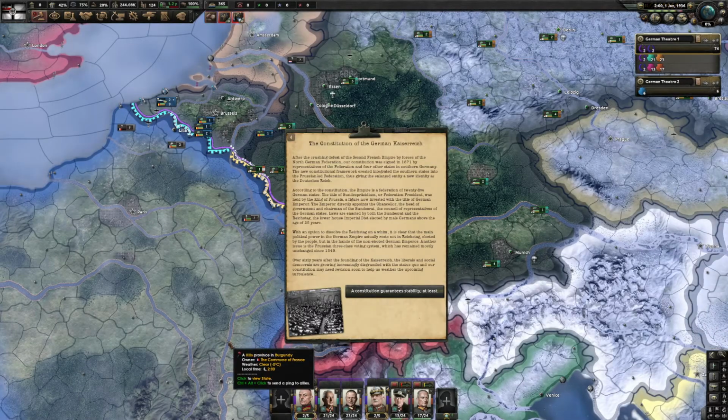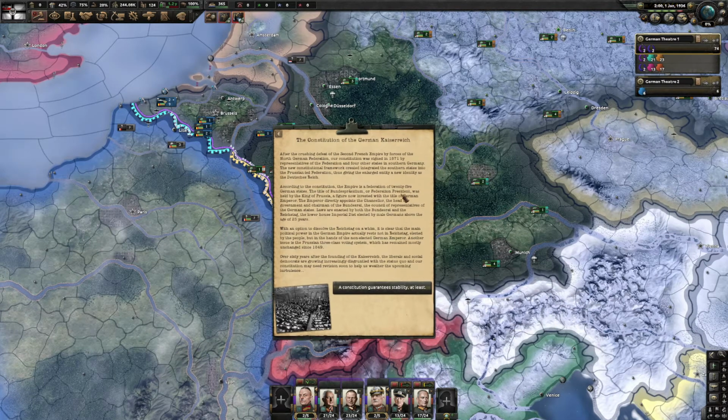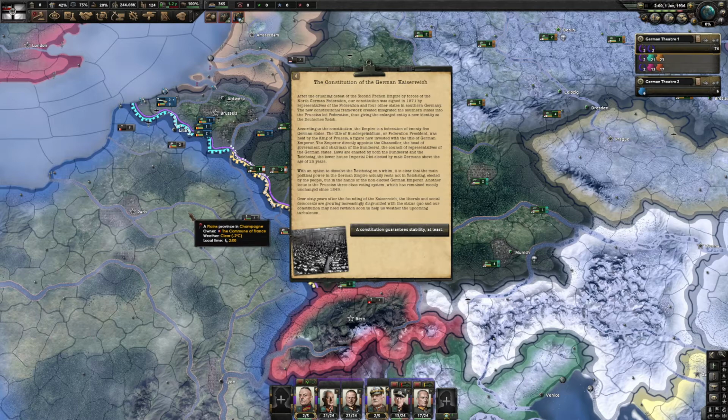In fact, I'm going to put it up to 5 speed, just so that things go by a modicum quicker.